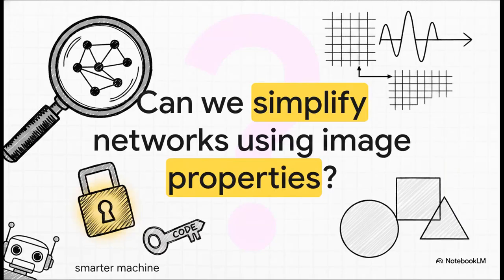So, this brings us to the central detective question we need to answer today. Can we simplify the network by just relying on the inherent properties of the images themselves? Think of this as our search for a mathematical cheat code. Because if we treat an image like a massive random grid of numbers, our AI just drowns in data. But if images have predictable rules, well, we can build a much smarter, leaner machine.